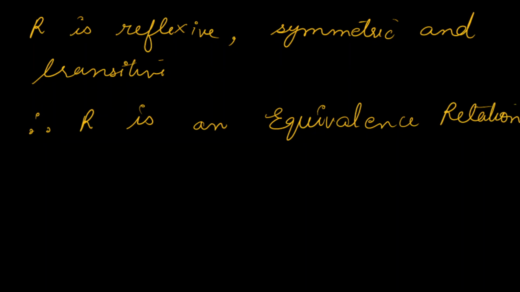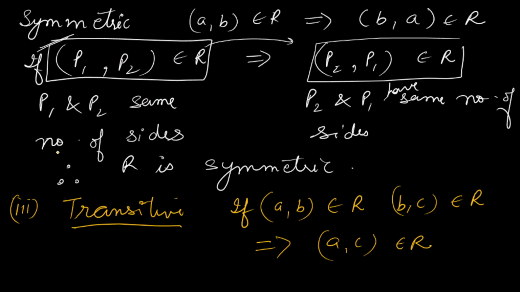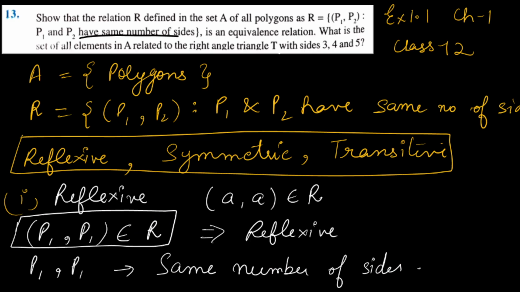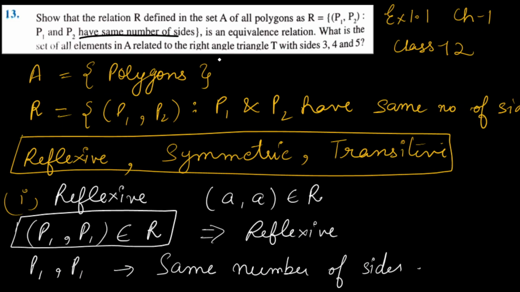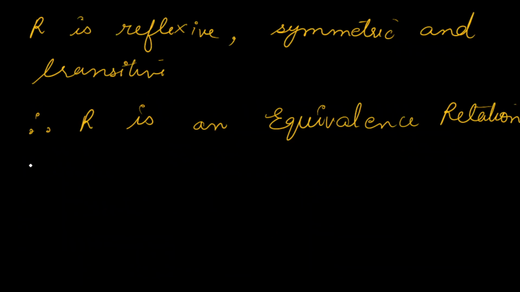If you know the definitions well, you'll be able to prove these types of questions easily. Now let's go back to the question and see what the other part is. We have already proved the equivalence relation. Now it says, what is the set of all elements in A related to the right angle triangle with sides 3, 4, 5? So the set of all elements of A which are related to the right triangle is nothing but a set of triangles only.